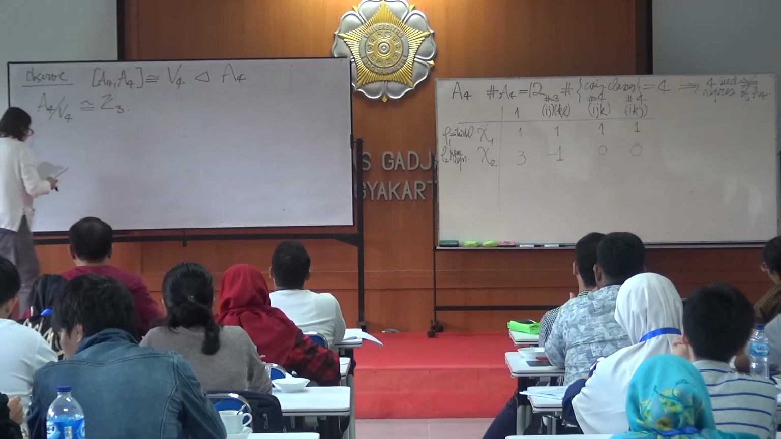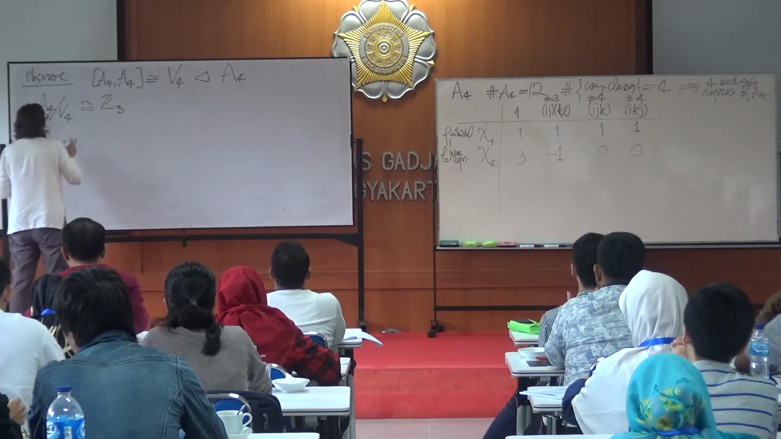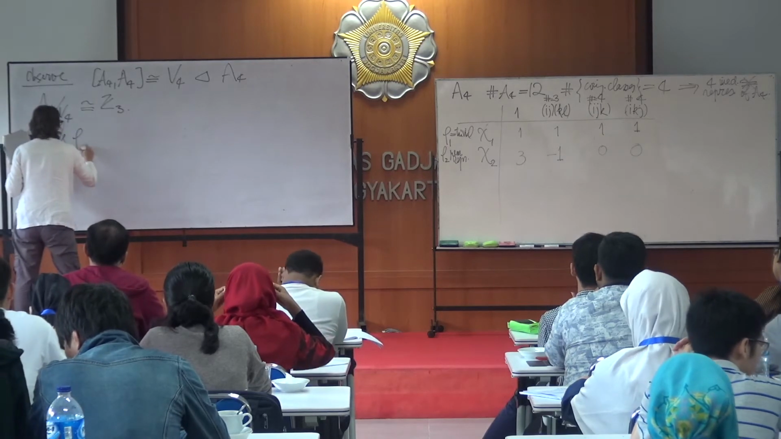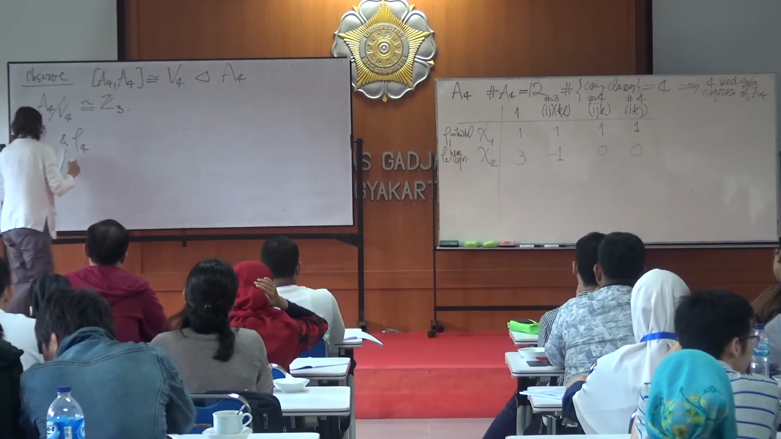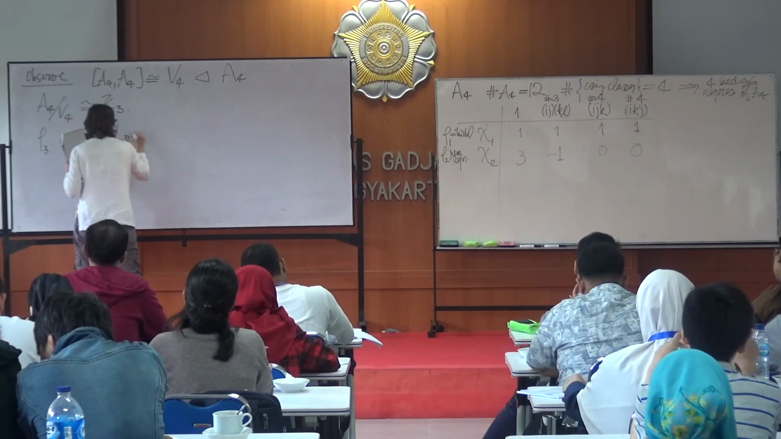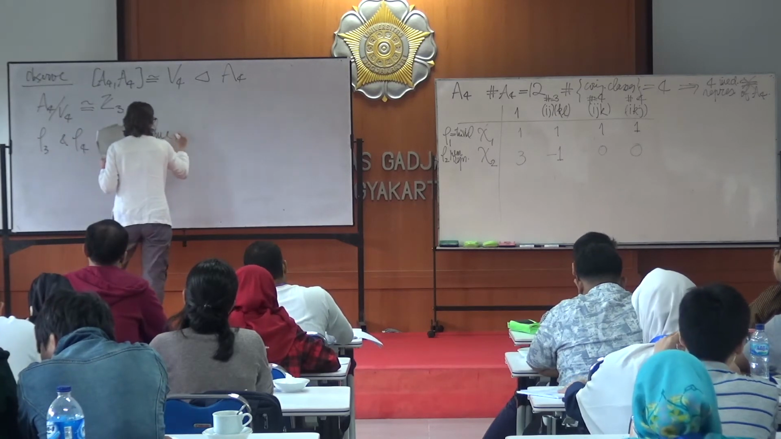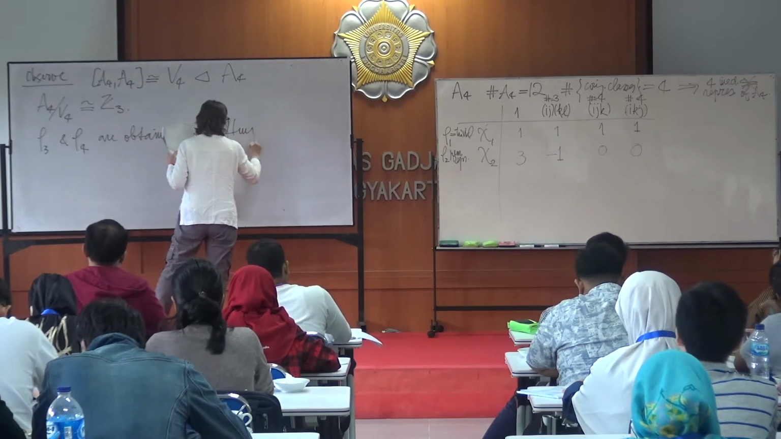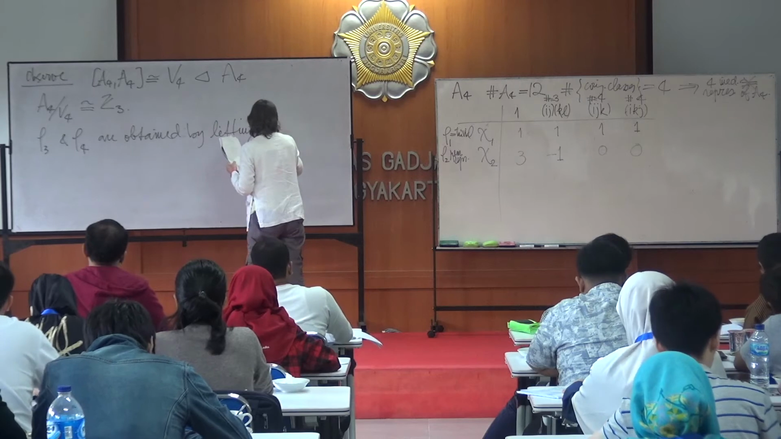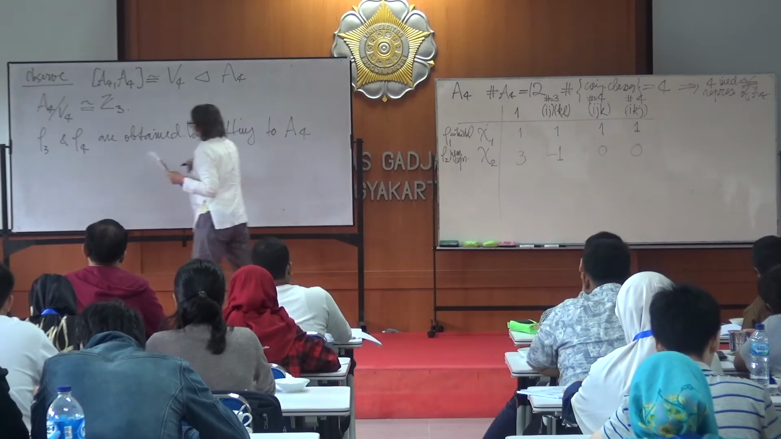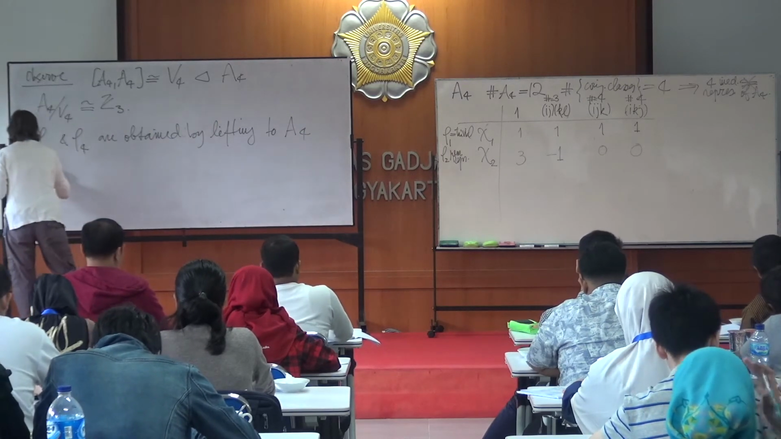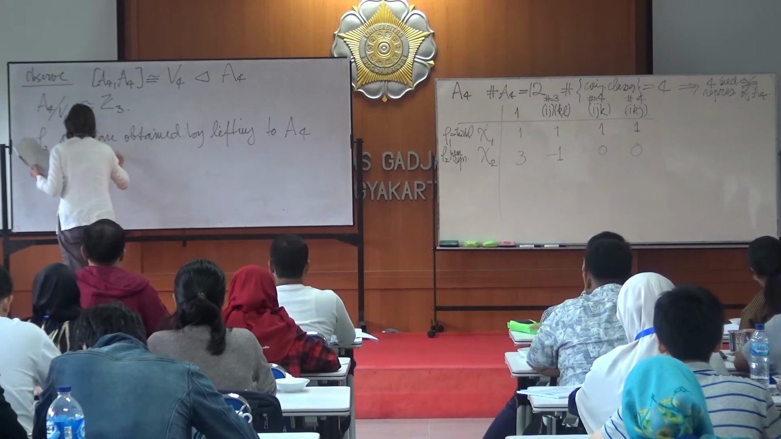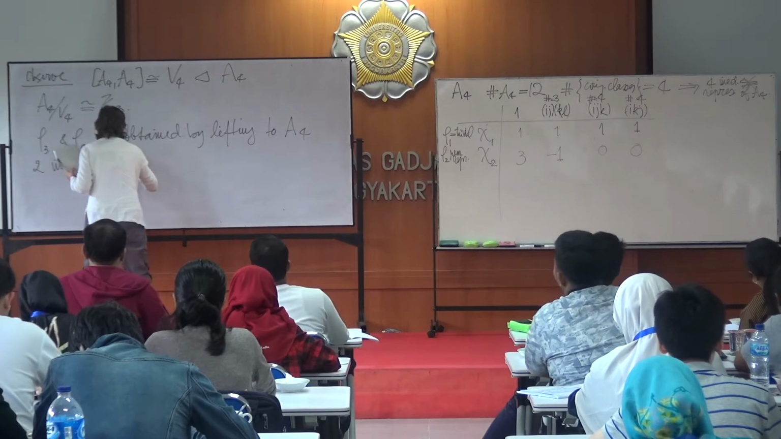So we say that rho 3 and rho 4 are obtained by lifting to A4 the two irreducible one-dimensional representations of Z3.